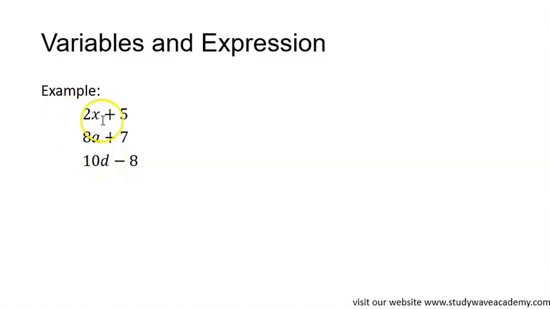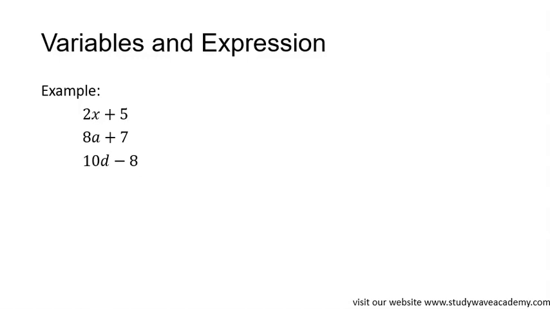Okay? So when you see any letter, it is a variable, okay? It's representing something that is not known or a changing quantities of something, okay? Do you understand? So we now know the meaning of variables and expression, right? Variables are symbols representing unknown, and expression is a combination of variables, numbers, and operations, right?